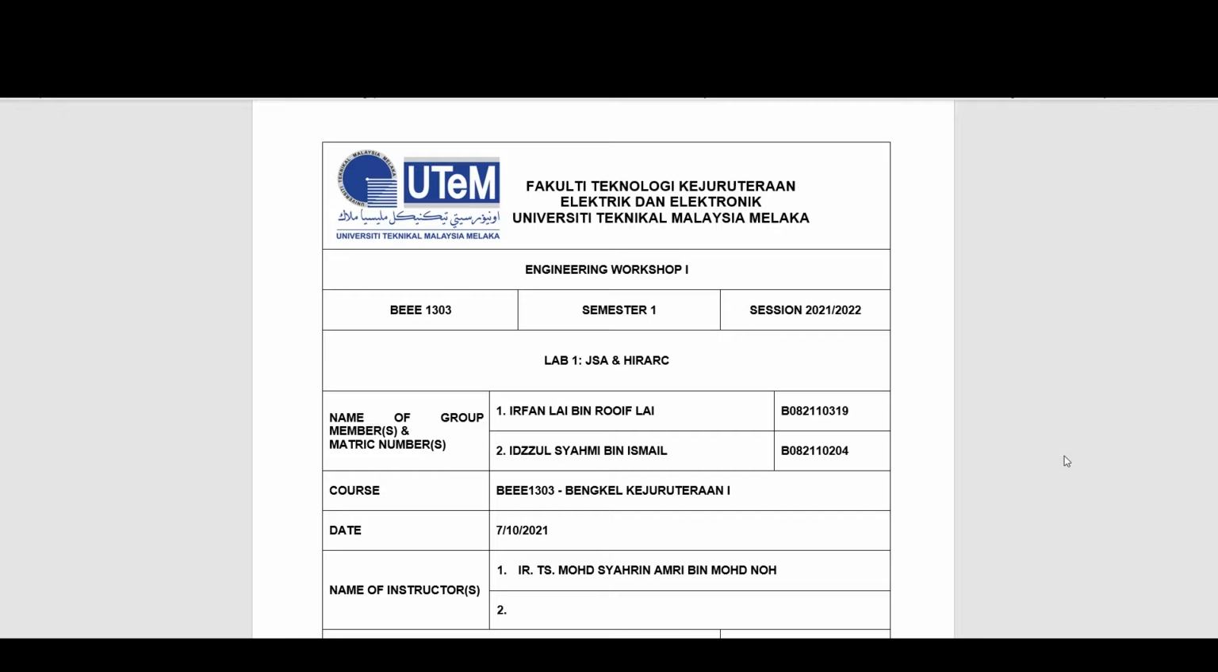The objective of this Lab 1 is, first, to know how JSA works and what JSA actually is. Second, we're going to learn how to identify the types of hazard that potentially exist in a work or lab area. Next, we need to learn how to make a risk assessment using HIRARC, and lastly we also want to know how to suggest risk control to organizations.